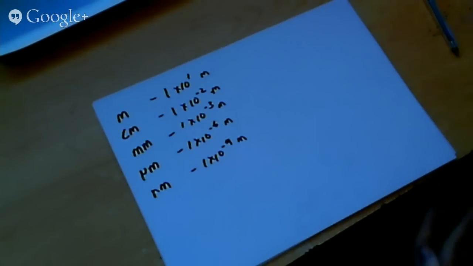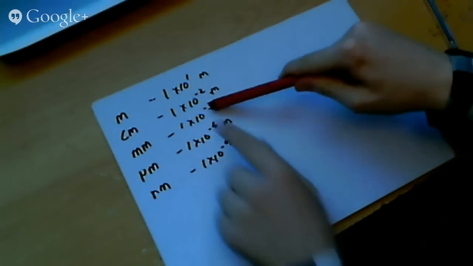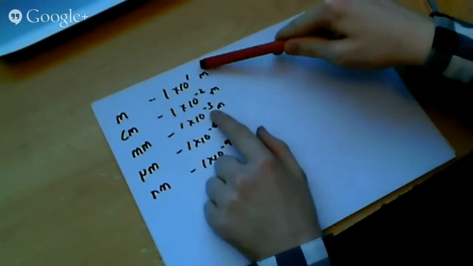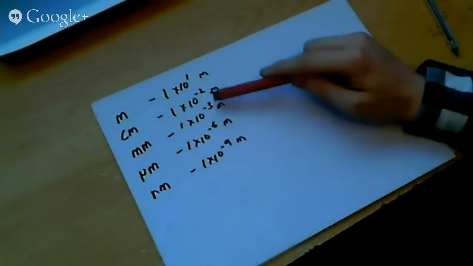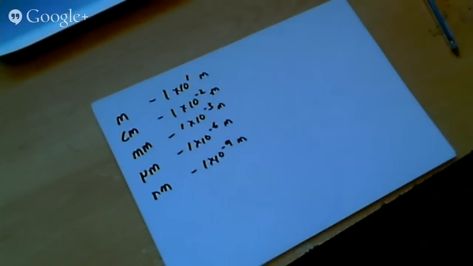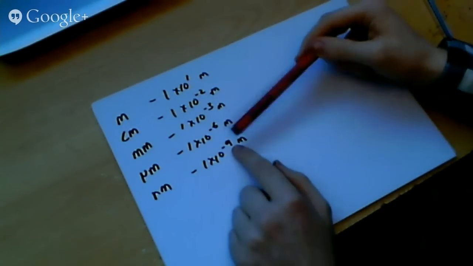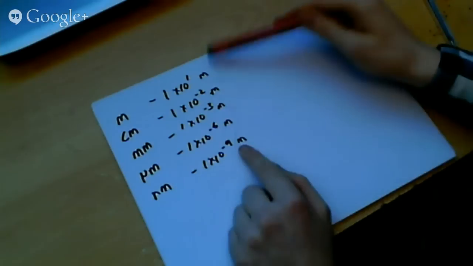That means if you times a millimeter by 1,000, you get a meter. A micrometer is 1,000th of a millimeter, so if you times that by 1,000, you get a millimeter. If you times it by a million, you get a meter. A nanometer is 1,000th of a micrometer. So if you times it by a million, you get a millimeter. And if you times it by a billion, I think you get a meter.